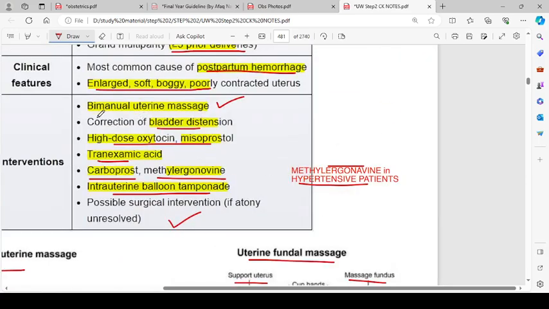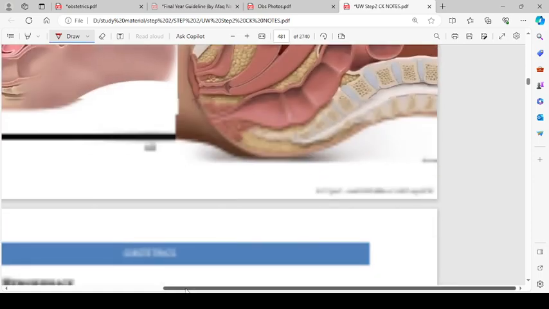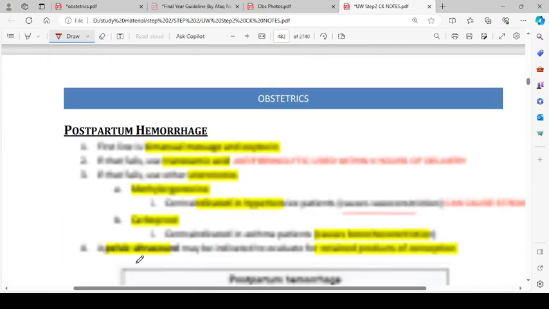Other maneuvers can be bimanual uterine massage, we did that. Correction of bladder distension by catheterization. High dose oxytocin, misoprostol, tranexamic acid, carboprost, methylergonovine. Intrauterine balloon tamponade to stop the blood, and possible surgical intervention can also be done if nothing stops the blood.